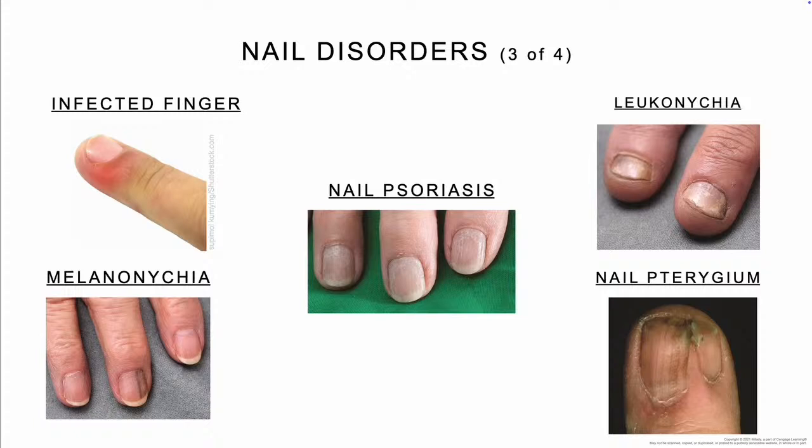They usually know why, and they usually have another associated disorder as well. Now, this next one, nail pterygium, and that's how it's pronounced. The P is silent. Nail pterygium is how you pronounce that.